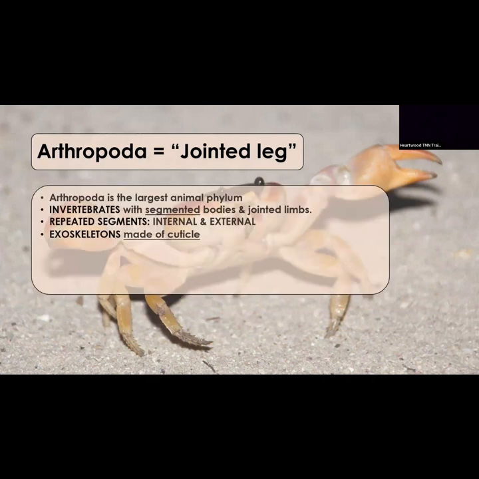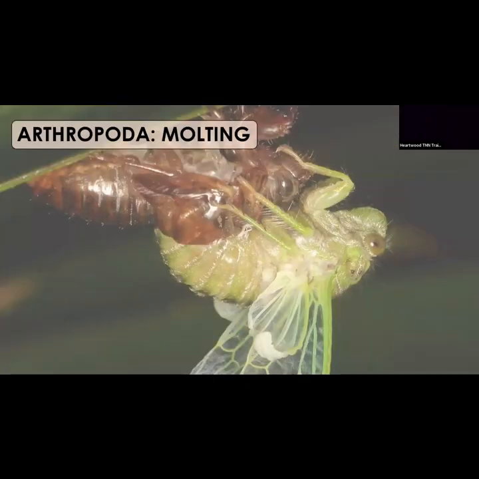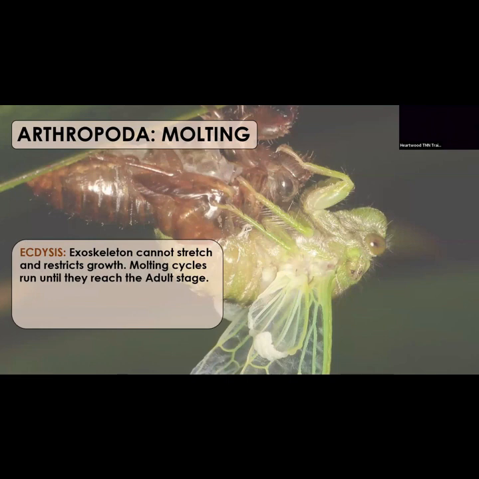So jointed legs, they have exoskeletons that are made of cuticle. They go through molting. All arthropods go through molting. Their exoskeletons do not stretch with them like our skin stretches with us. That doesn't happen with their exoskeletons, so they have to molt. We're very familiar, right? Cicadas are starting to pop out now. So we've seen a lot of examples of molting right in front of us when we've been out and about. The exoskeleton cannot stretch. Molting happens until they reach full size.